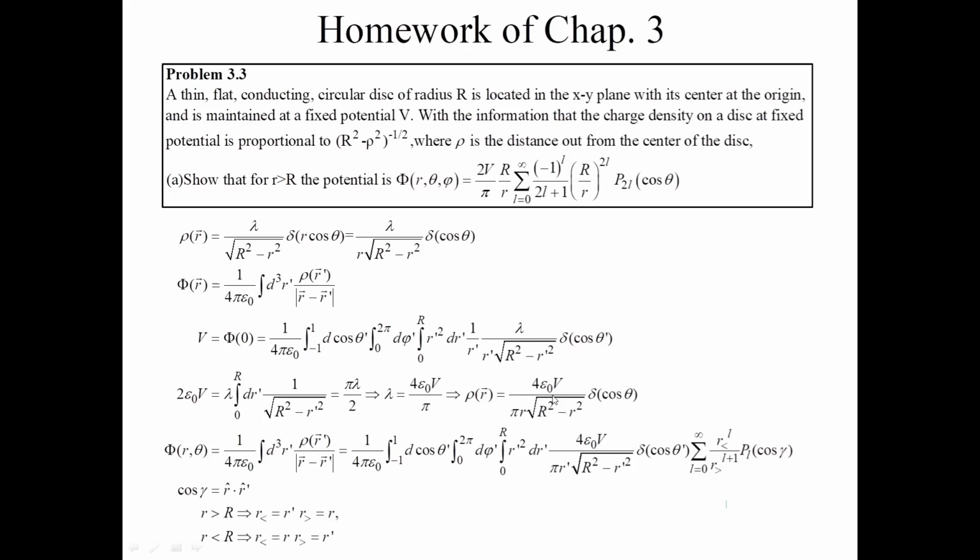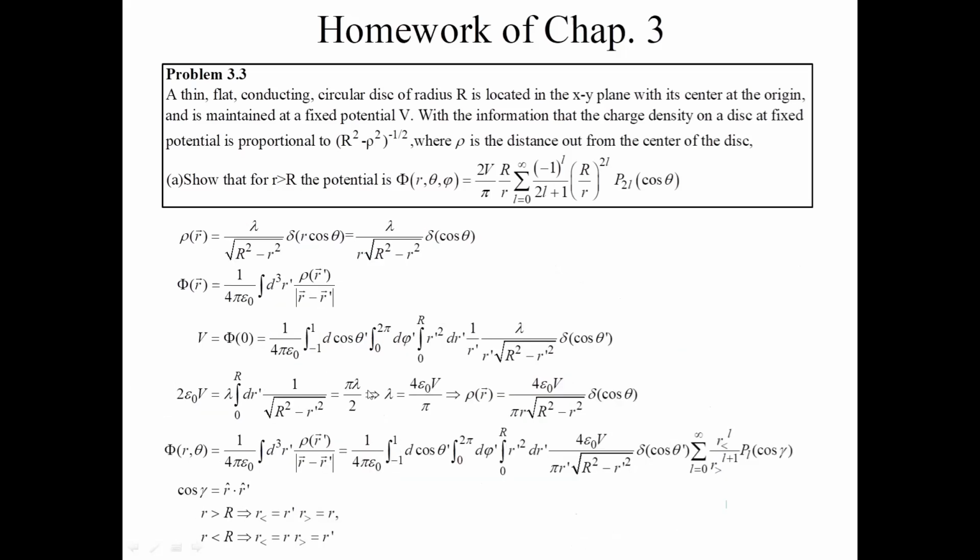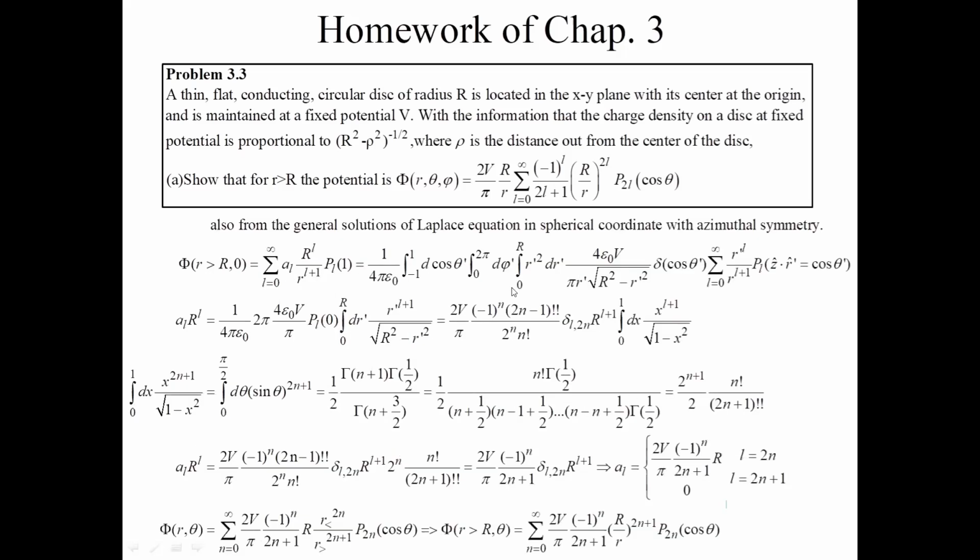Then we put this charge density back into our potential equation, then expand it in spherical coordinates. Very complex. Then we use the general form for R bigger than big R, which is equal to this term, and here is the integration of our work. We just compare the coefficients between these two. Then you will find that A_L big R^L will equal this integration form.